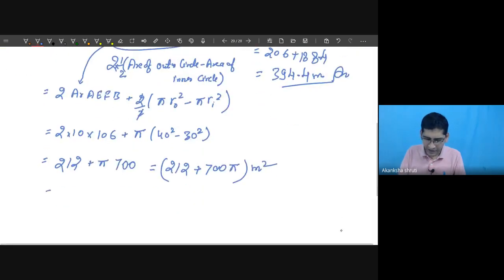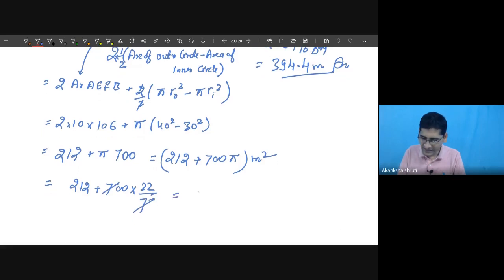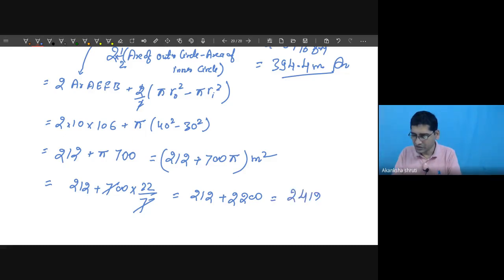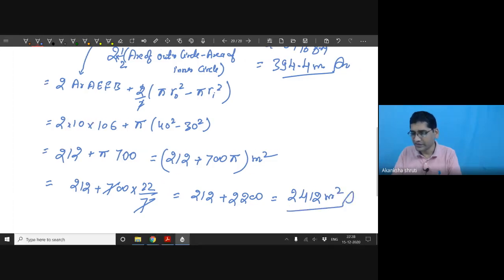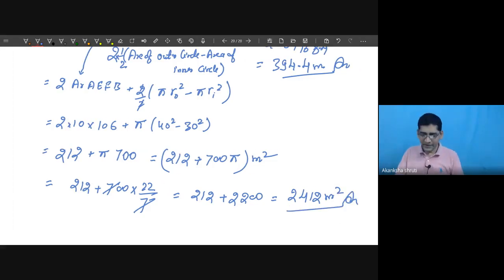Here you can leave it, or even it appears that 7 is there, that is convenient to cancel. You may substitute 22 by 7. This will get cancelled. So what is left is 212 plus 2200, okay, so 2412 meter square is the final answer. Are you getting it? So this way you have to calculate. The questions are very simple.